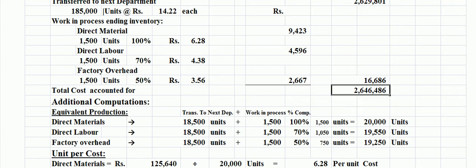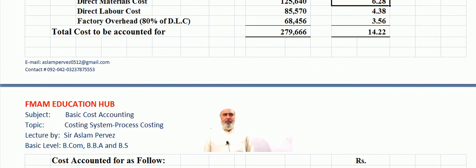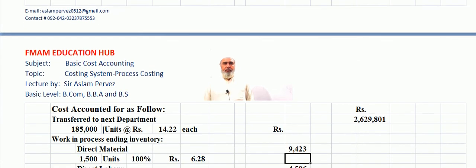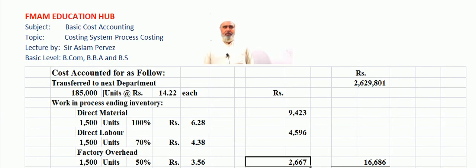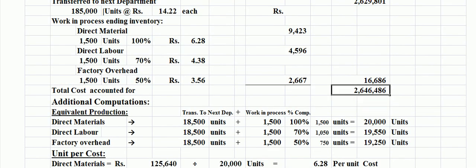This is the 2,646,486 rupees, the total cost accounted for. This value should be equal to this value, 666, 666, and this value is increasing. What is the problem here?